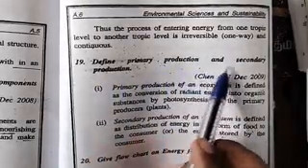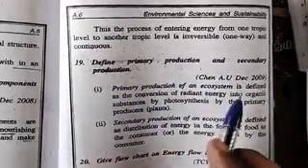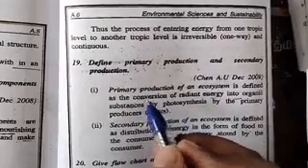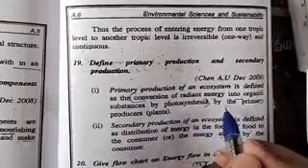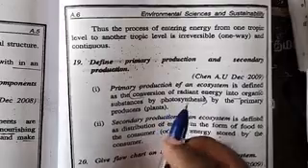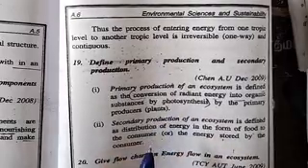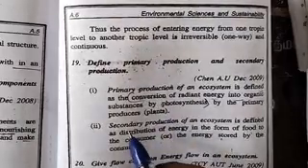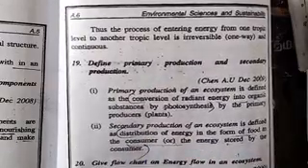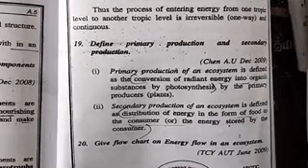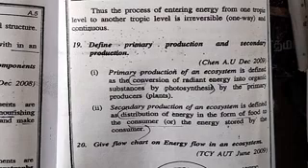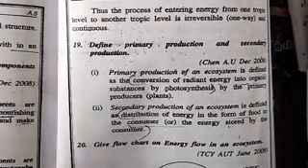Next, define primary production and secondary production. Primary production is defined as the conversion of radiant energy into organic substances by photosynthesis. Secondary production is defined as the distribution of energy in the form of food, stored by the consumer. So the distribution of energy in the form of food to the consumers is called secondary production.